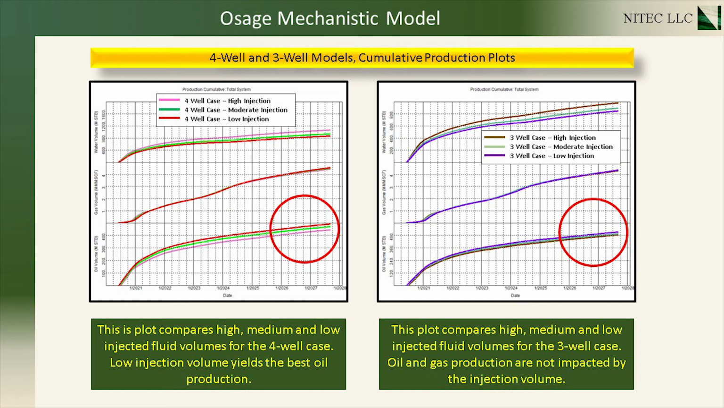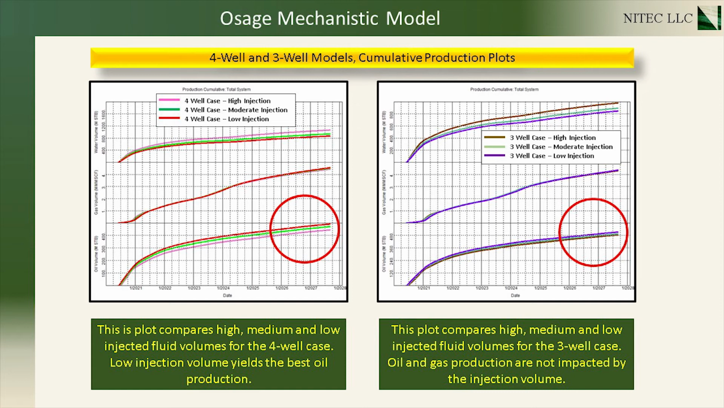On the left, we have the total system cumulative production curves, summing the production of all 4 wells in the 4-well system for water, gas, and oil. The 3 curves on this plot correspond to high, moderate, and low injection volumes. The lowest injection volume yields the best net oil production because there is less water occupying the fracture network.